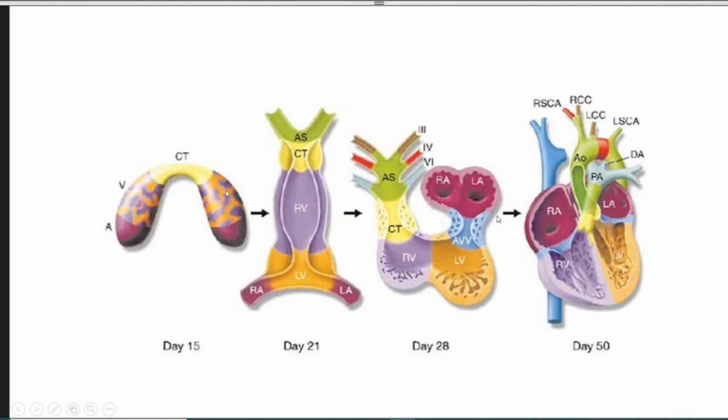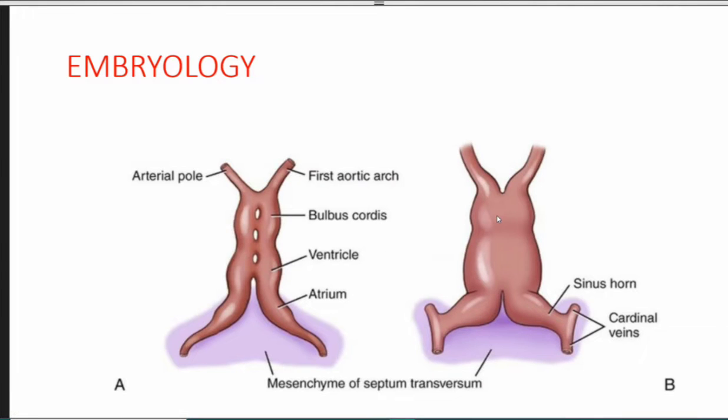So two parallel tubes fuse across the midline in day 15. By day 21, it is a single tube with the components which I just explained to you. By day 28, the tube bends on inside itself and rotates. And by day 50, the cardiac structures are formed. How does this happen?